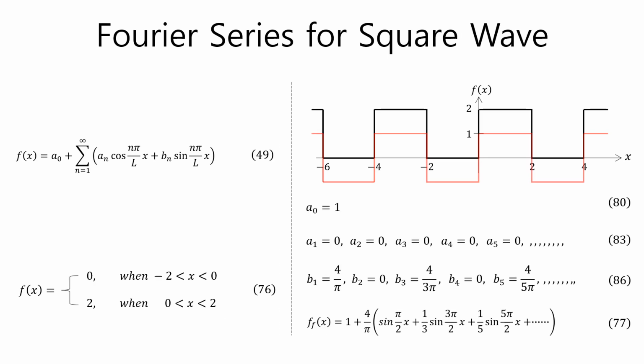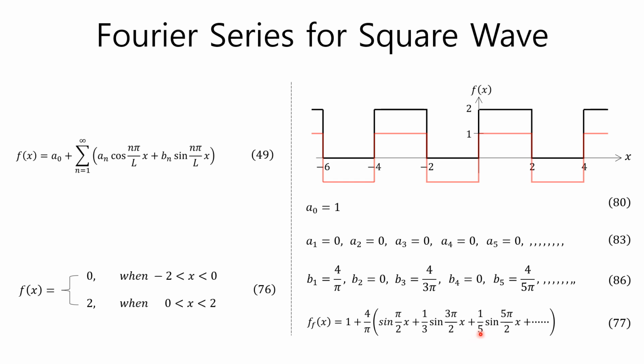By substituting the A0 of equation 80, An of equation 83, and Bn of equation 86 obtained so far into equation 49, we can obtain the Fourier series f of equation 77 for the square waveform. As predicted earlier, since the average value is 1, the value of A0 is 1, and the square waveform minus the average value 1, which is the red square wave, is point symmetrical with respect to the origin, so we can see that all cosine functions have disappeared.